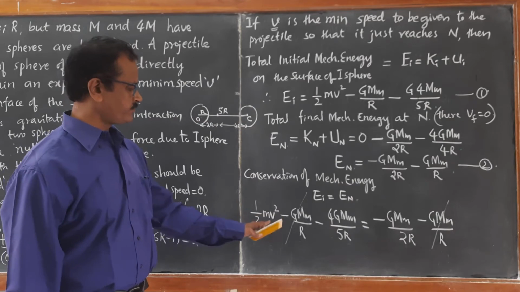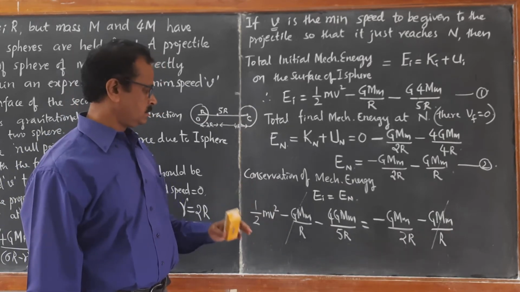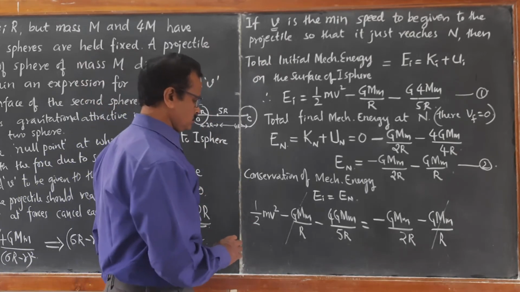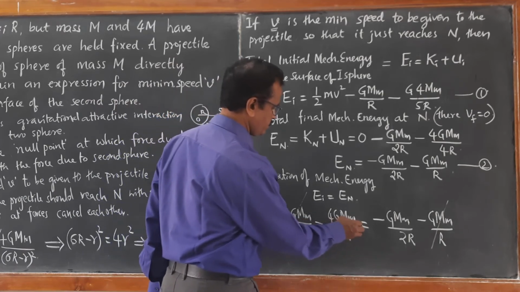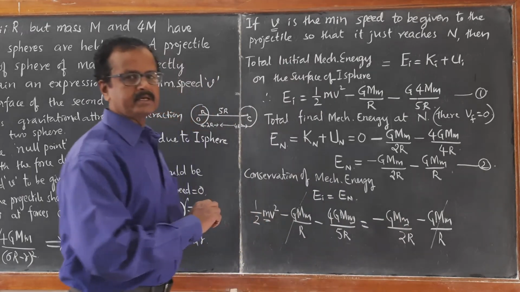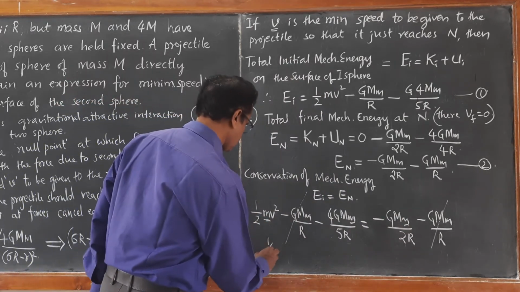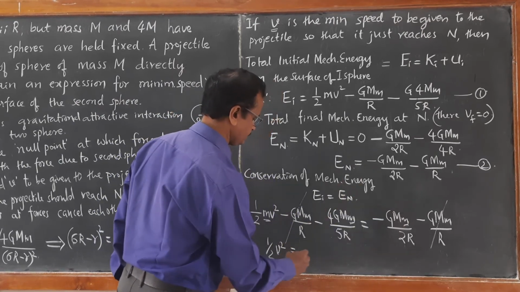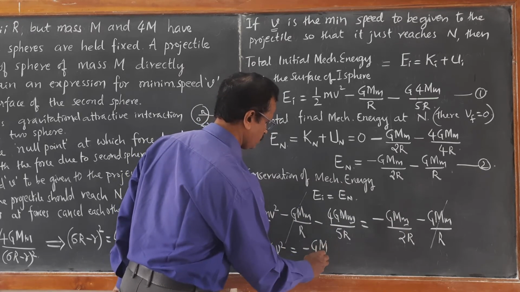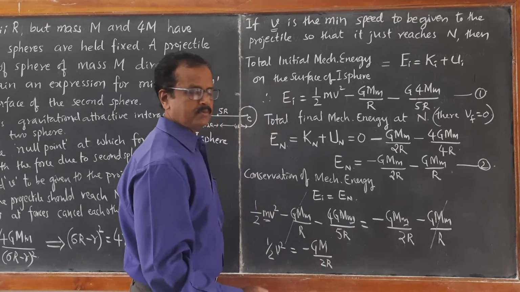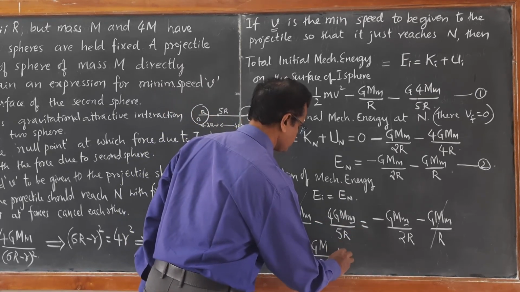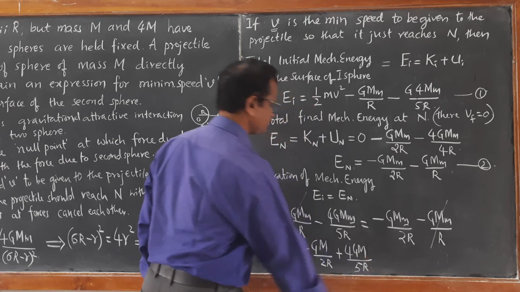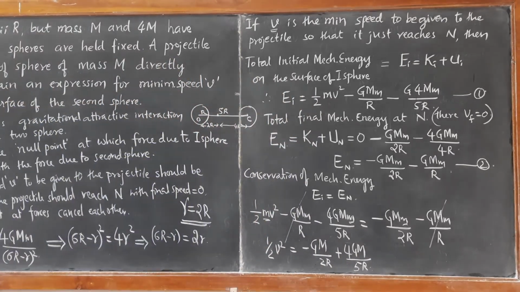Using these 3 terms, we can find out what is the value of v, right? We want to find out the value of v. That will be the solution of the problem. Now, since m is common here, small m gets cancelled throughout. So you are left with half v square on the left hand side equal to, take this term to the right hand side, it becomes minus GM upon 2r minus GM upon 2r minus becomes plus 4GM upon 5r.